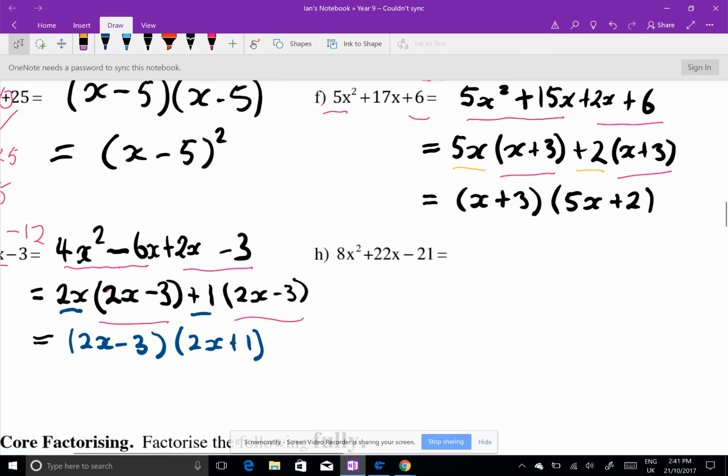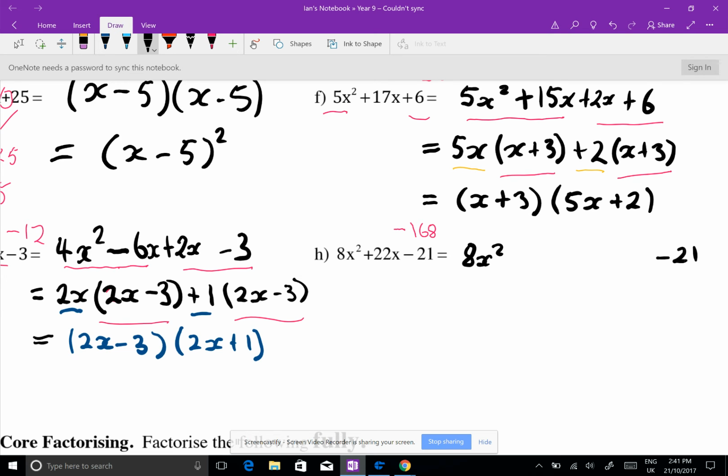Okay, this one. Okay, now you'll need your calculator for this, because 8 times -21, when you go to your calculator, is -168. Now this is going to be hard, because now you've got 8x squared, and you've got -21.